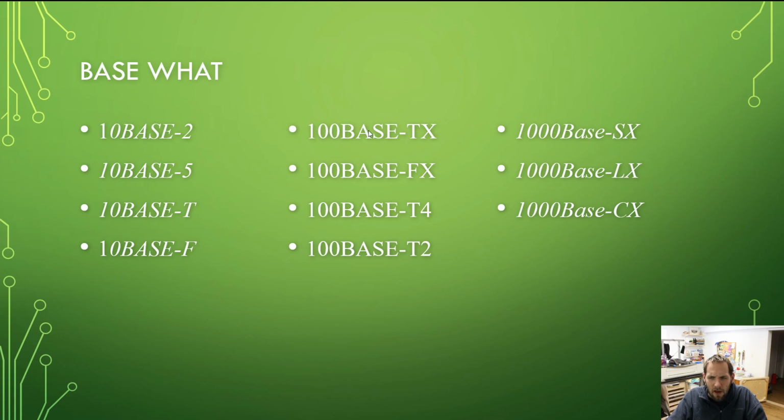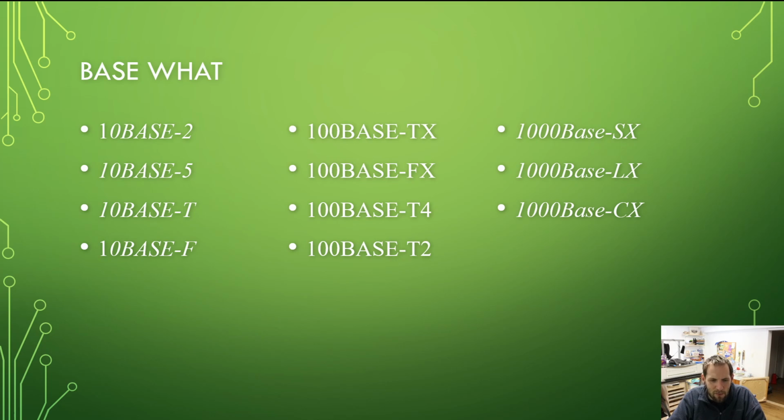Now if we move into the 100 base option, that takes us into 100 megabit, obviously. So 100 base T, no X, nothing after that, just 100 base T is kind of the identifier for all 100 megabit systems. The TX is going to be copper. The FX is going to be fiber. The T4 and the T2 aren't really ever used.